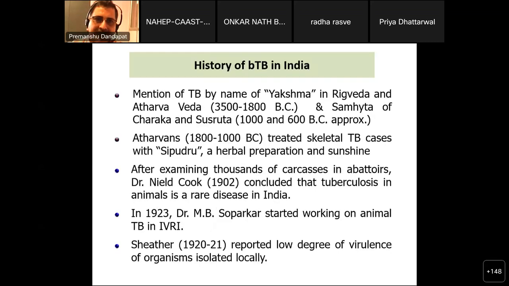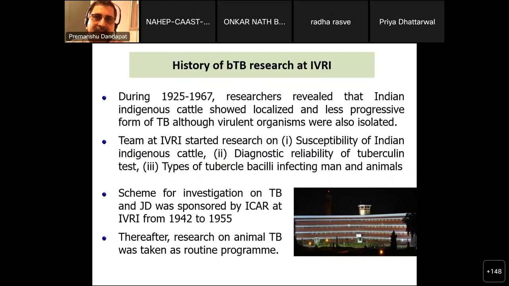I'll not tell much about it, just to mention that it's a very old disease. In India, it's reported from more than 5,500 years ago, and it has been mentioned in different literatures. But the research work on tuberculosis started around 100 years back, in 1923, by Dr. M.B. Soparkar. He was basically a human physician, but he started work on bovine tuberculosis in cattle at Mukteswar. So from 1925 to 1967, different researchers concluded that Indian indigenous cattle probably show localized and very less progressive tuberculosis lesions inside the body.